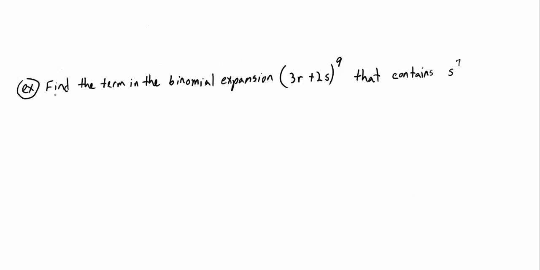Now, this one's a little bit different because it says find the term in the binomial expansion 3r plus 2s to the ninth that contains s to the seventh. So generically, which term are we looking for? So remembering the generic formula, n choose k, it goes a to the n minus k, b to the k. So in this case, what's the n? 9. And what's the k have to be?